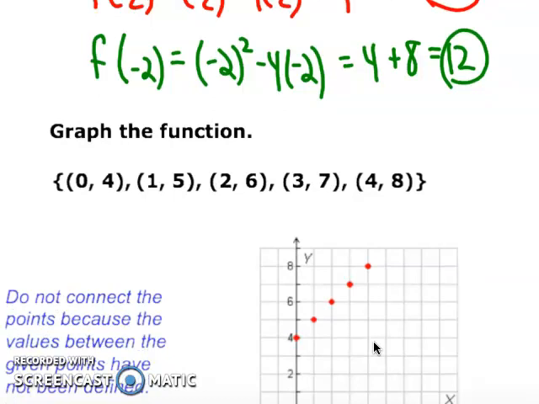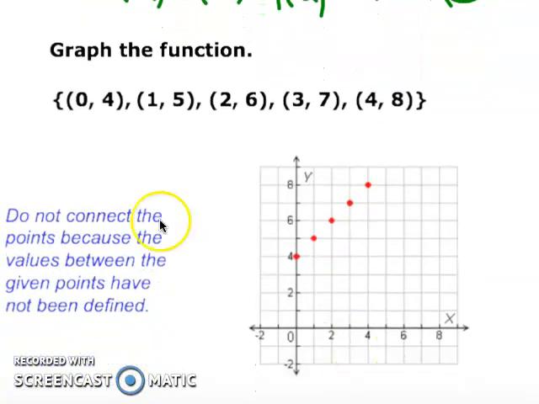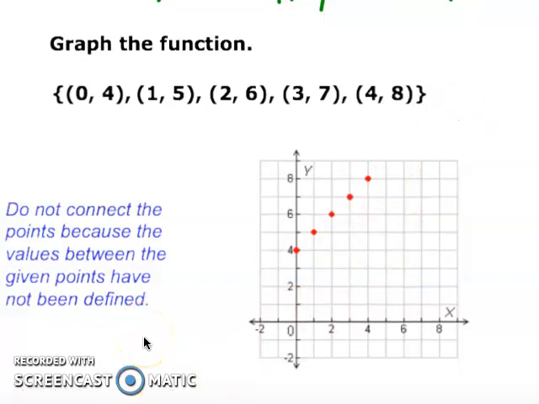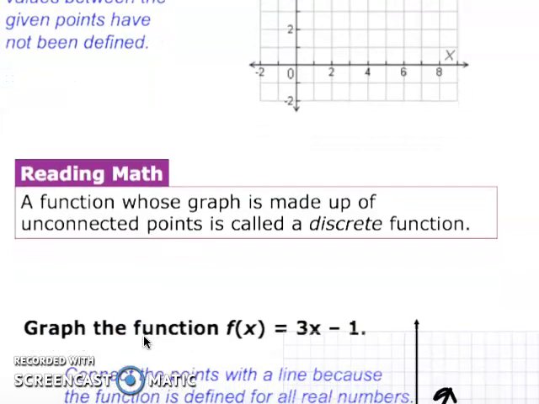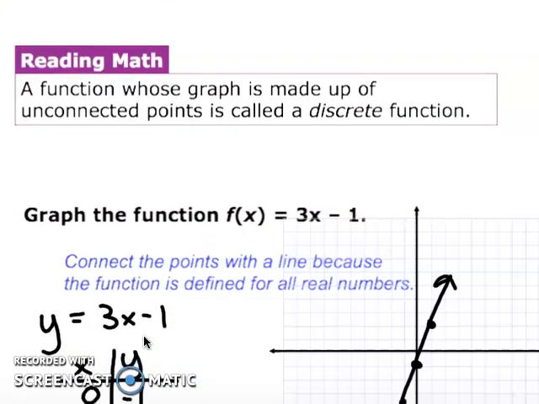If they want you to graph the function, there's 2 types of graphs. There's where they give you just a set of points, nothing in between them, no decimals, no anything else. You are just going to graph those individual points. So 1, 2, 3, 4, 5. I should have 5 dots on my graph. Do not connect them, because if you connect them, it means it includes the values in between. Do not connect them. That's my picture. Function whose graph is made up of unconnected points is called a discrete function.